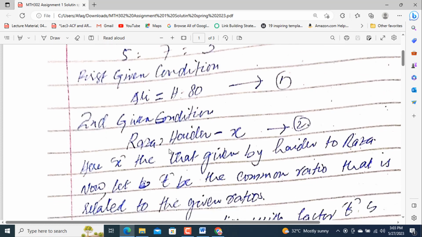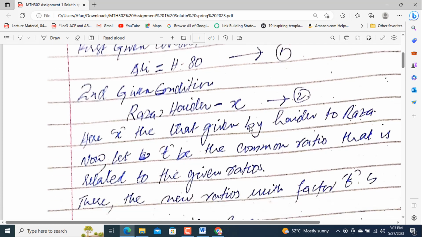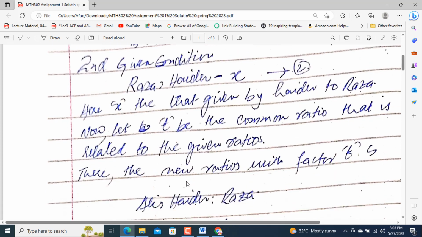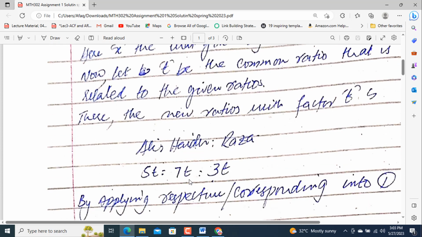The second given condition is Raza equals Haider minus X, where X is the amount that Haider gives to Raza. Now let T be the common ratio factor related to the three given ratios. Therefore the new ratio with factor T is Ali, Haider, Raza equal to 5T, 7T, 3T.